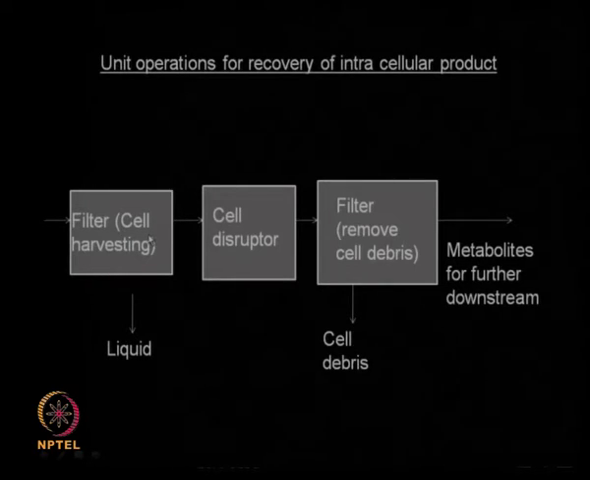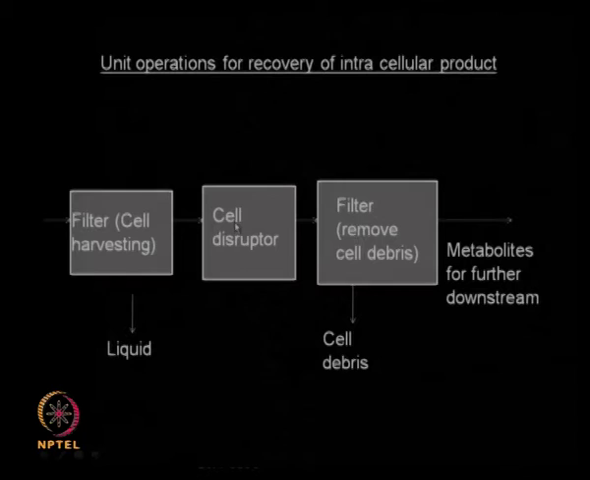I had mentioned before that if it is an extracellular product, you are not interested in the cells. So cells are removed in the very first stage of filtration, but if it is an intracellular product, the cells are harvested and then you break the cells and then you collect the liquid part of it, which will contain hopefully all your product, and the dead cells, the broken cells are thrown out. So there will be extra downstream operations if you are interested in the intracellular products.